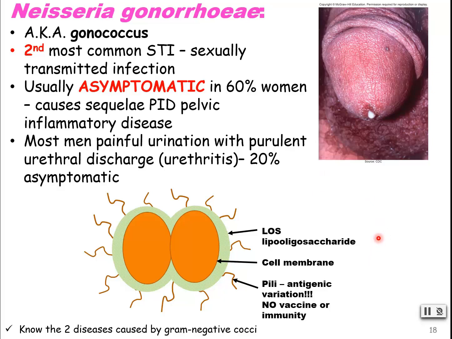Let's go down here. Remember, Neisseria gonorrhoeae has those pili for attachment. They're going to use antigenic variation. They also use phase variation in their surface proteins. So yes, you can get gonorrhea over and over again. There's no vaccine available for it, and having gonorrhea once will not give you immunity.